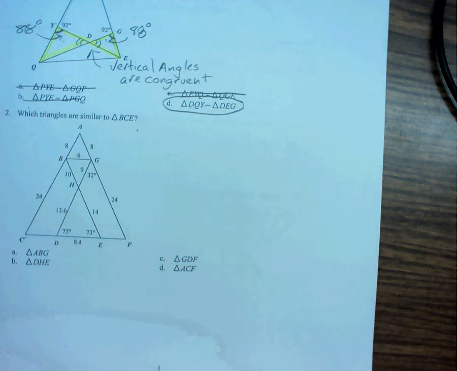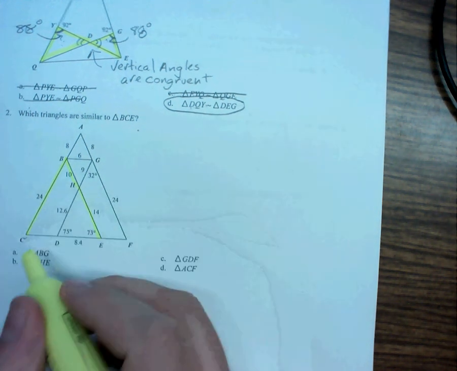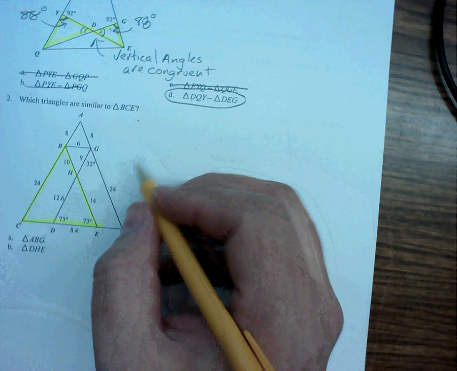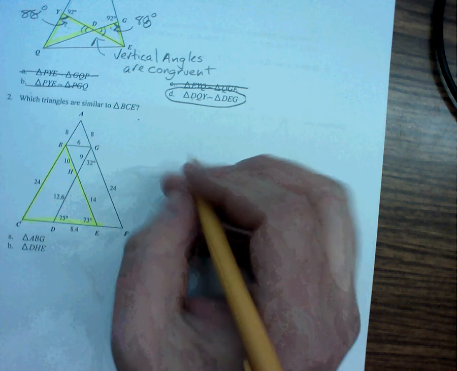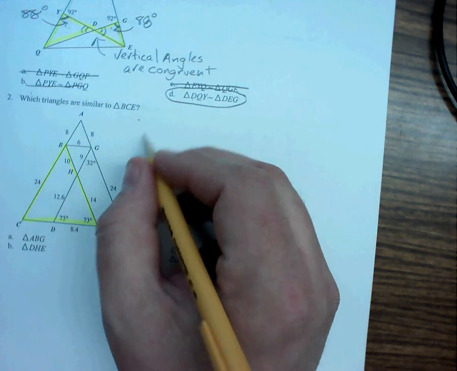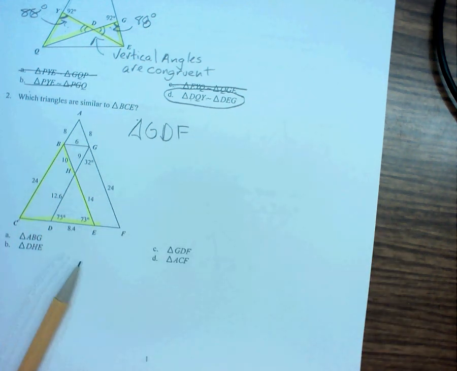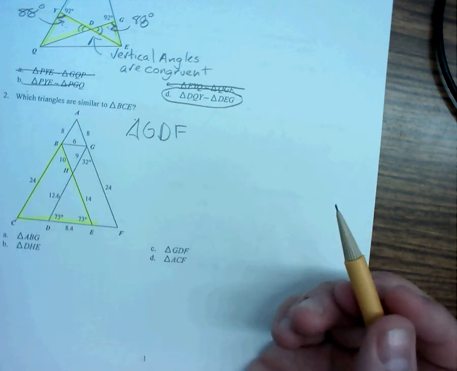Now, it says, which triangle in the big triangle is similar to BCE? So if I look at this, I have B, C, E. Now, if I were to guess, what do you guys think it is? GDF. We think that it's GDF, right? Triangle GDF. So I have to prove it though.